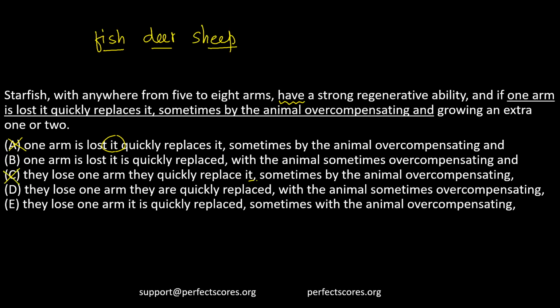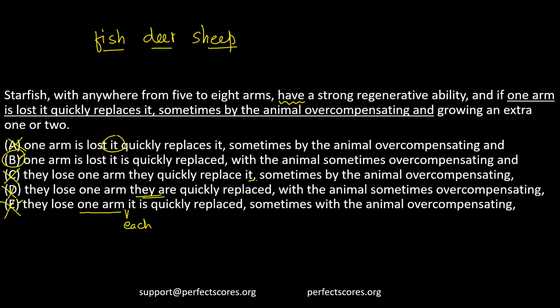Now, apart from these, did you choose any answer out of B, D, and E? I chose B, but I was confused between E and B. Okay, so you think it's between B and E. What about you, Lakshmi? Yeah, I think it's B. B, okay. So definitely not D. They lose one arm, they are quickly replaced. It looks like the starfish are replaced. They lose one arm. If they lose one arm, it should be something like "they lose one arm each" or "they lose one arm respectively, it is quickly replaced." So E is eliminated and B is the answer.